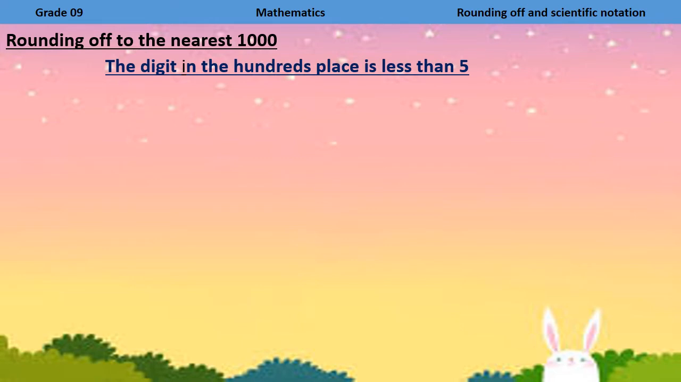Let's see what happens if the digit in the hundreds place is less than 5. 4,328. 3 is the digit in the hundreds place and it's less than 5. So this number is in between 4,000 and 5,000. Mid value is 4,500. So you can see 4,328 is closer to 4,000. Then when we round off 4,328 to the nearest 1,000, the answer is 4,000.